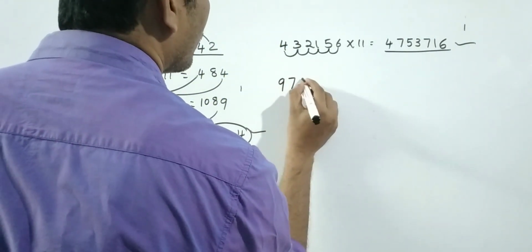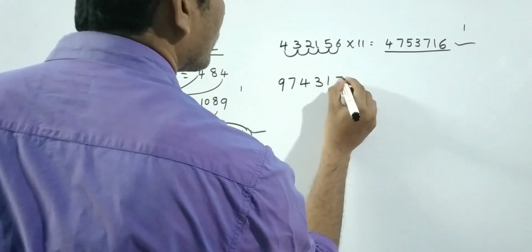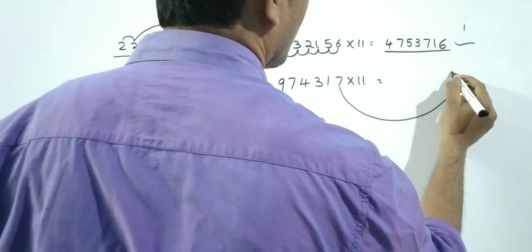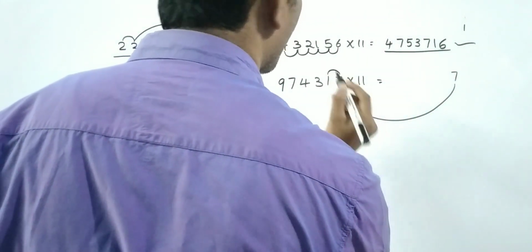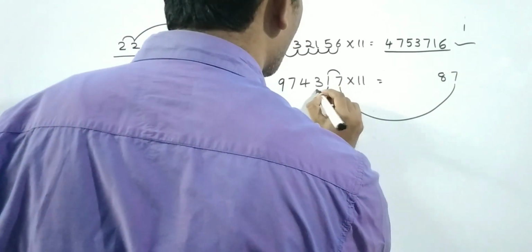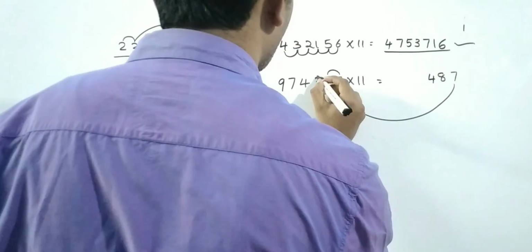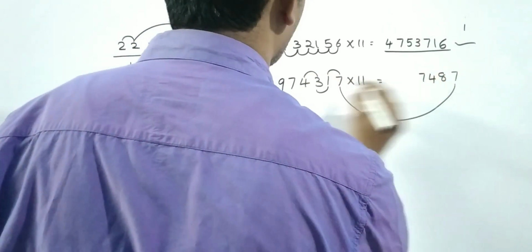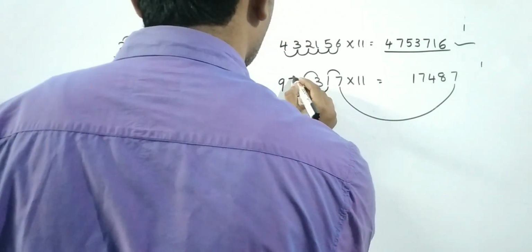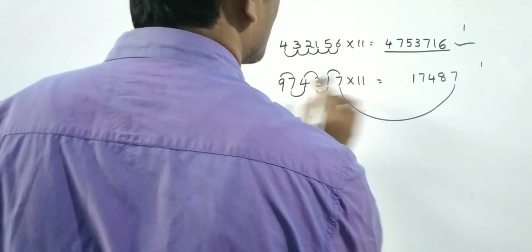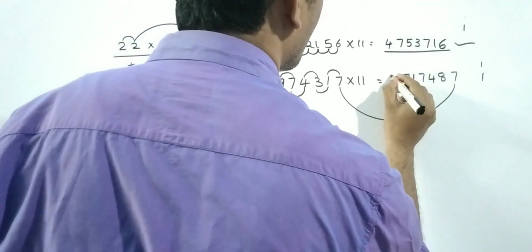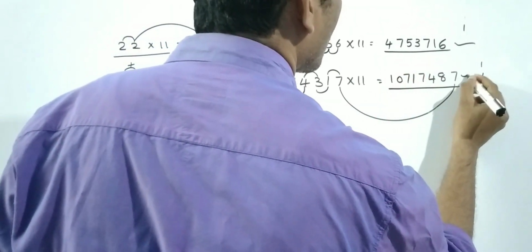9 7 4 3 1 7 into 11. See friends, first digit as it is you write. Then go for addition of the next two digits. Then 7 plus 1, 8. Again 1 plus 3, 4. Again 3 plus 4, 7. 4 plus 7, 11. 7 plus 9, 16 plus 1, 17. Here 9 is there, 9 plus 1, 10. See friends, this is the answer.